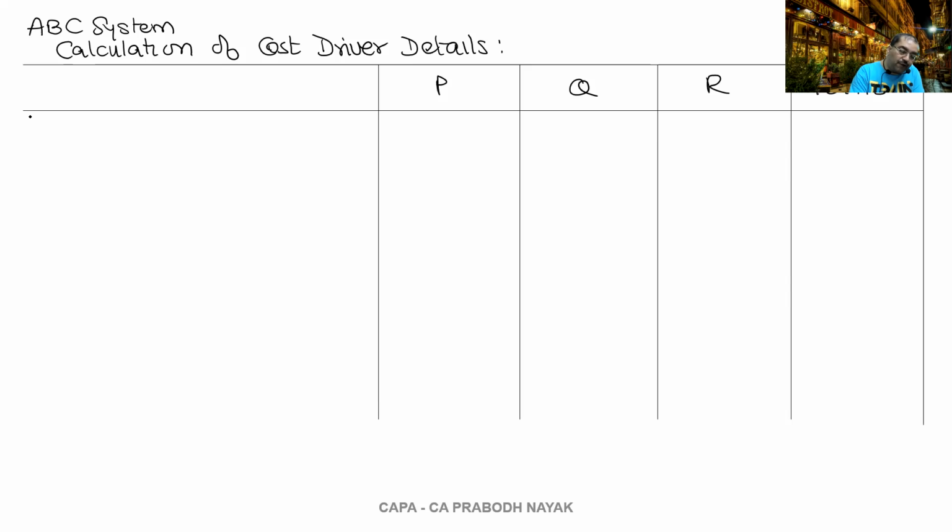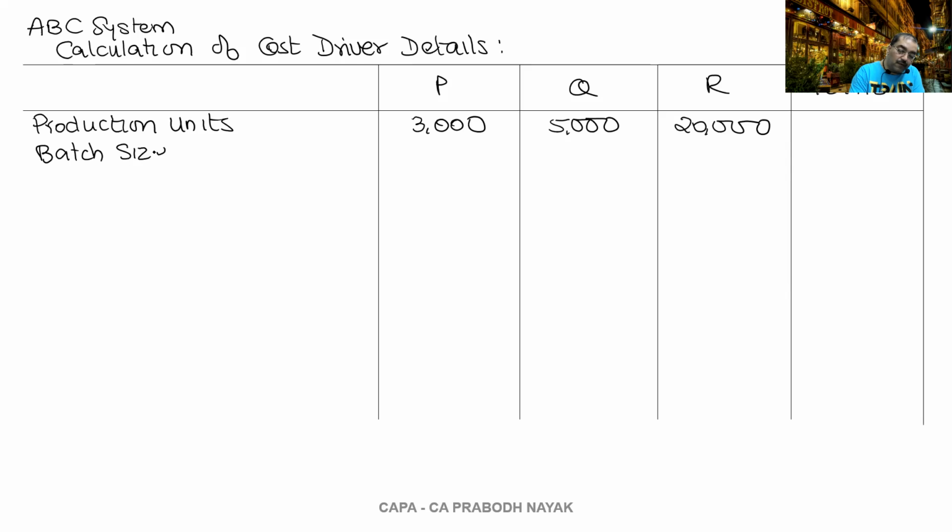I'll write production units. How many units we are producing? We are producing 3,000 units of P, 5,000 units of Q, and 20,000 units of R. What is the batch size in each batch? How much we are producing? The batch size is 150, 500, and 1000.